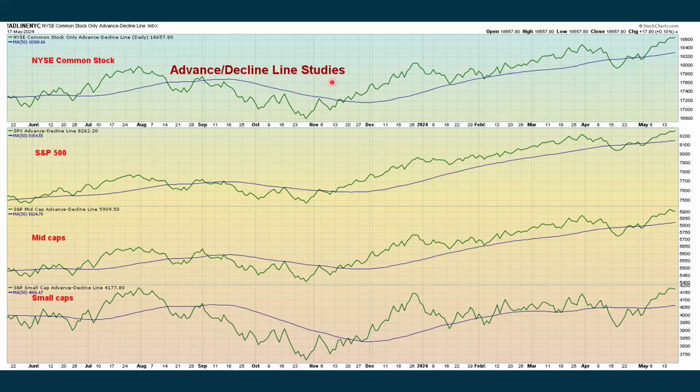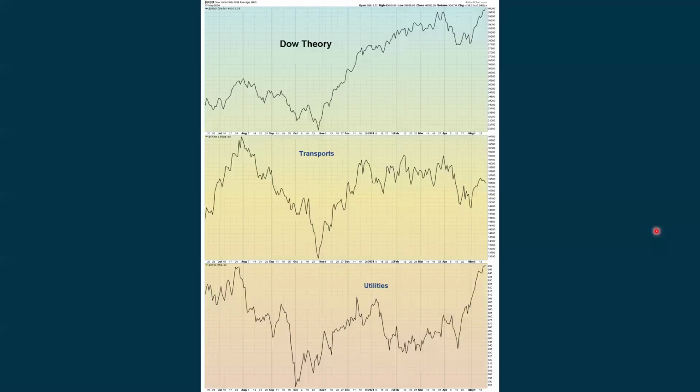This is the advanced decline line studies for the NYSE common stock, the S&P, the mid caps, and the small caps. And we're holding up fairly well right now. This is Dow theory, where we look at recent all-time highs with the Dow. In fact, it closed over 40,000 on Friday. But you can see just by looking at this how the transports have really been going sideways and underperforming. But then you look at utilities on the bottom, and they're just screaming to the upside right now. And I'm going to address this here a little bit more in depth.